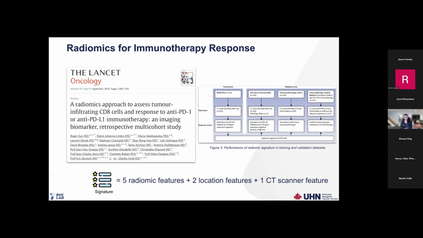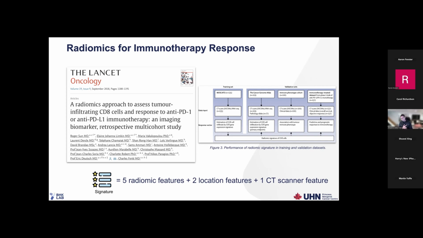Another seminal paper that I found really interesting in the field is from Sun at Gustave Roussy in France, where he did something that a lot of people thought a little bit crazy at the time, which is, can you predict a gene expression signature, in that case, CD8 T cell infiltration, from radiology? If you're successful at doing this, that's very beneficial because you don't need to do a biopsy, which is very invasive.